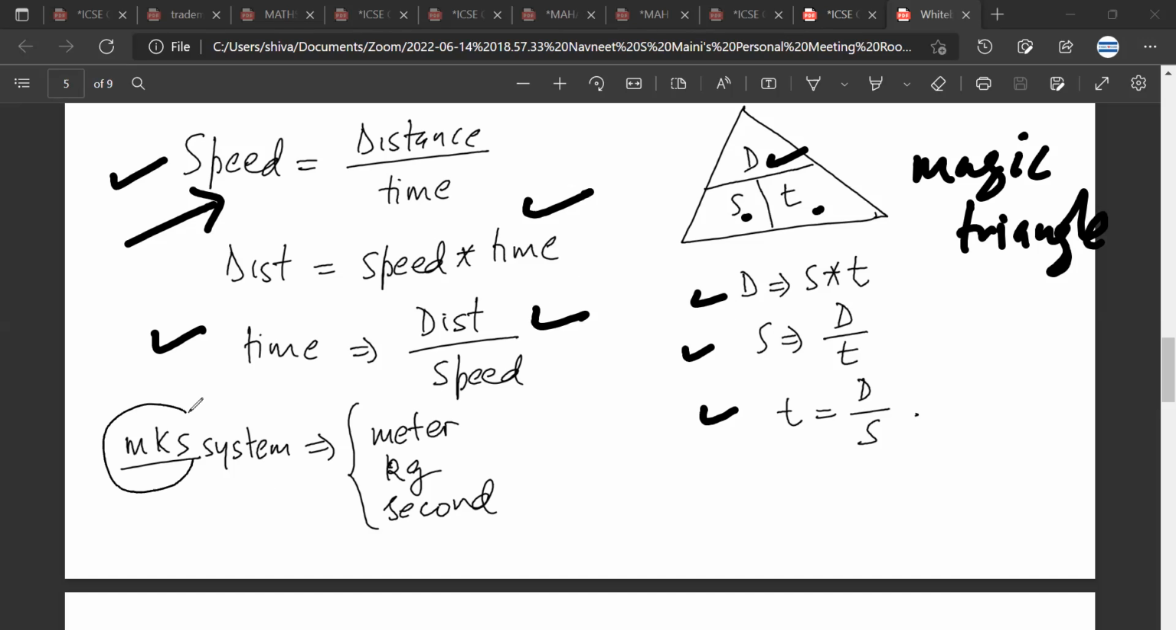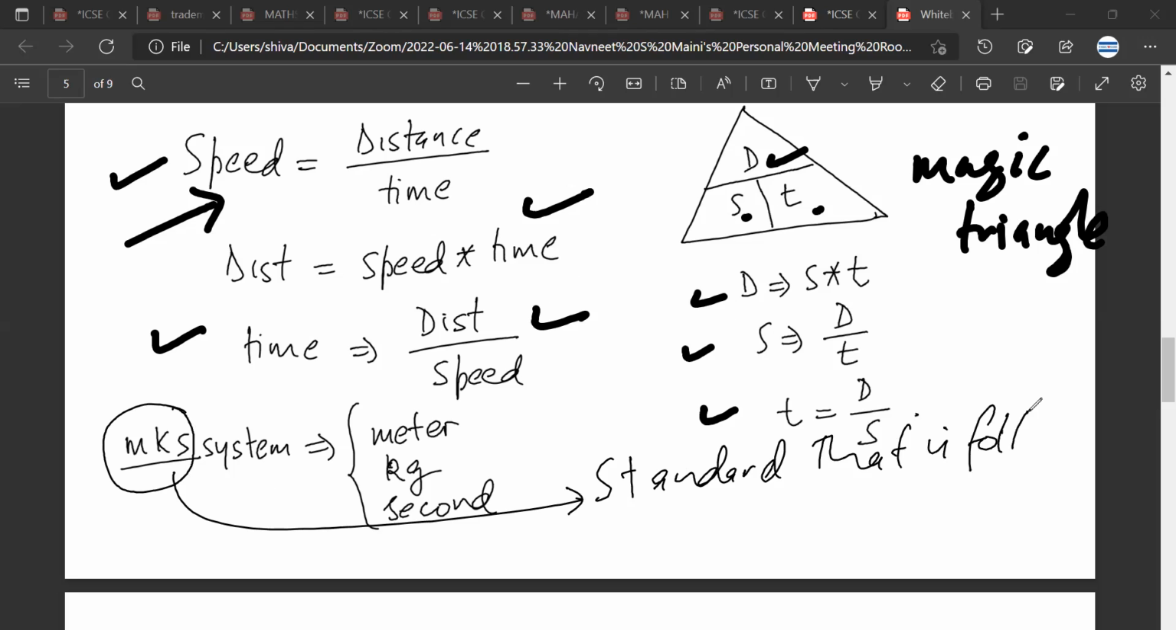But in brief, MKS system is a standard that is followed in physics throughout the world. So in one of the lectures we'll discuss this in detail. So what does MKS system imply? MKS system implies M is for meter, K is for kilogram, S is for second.